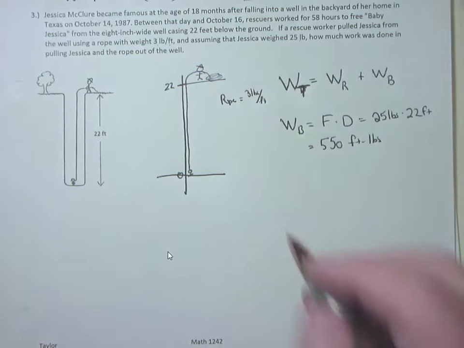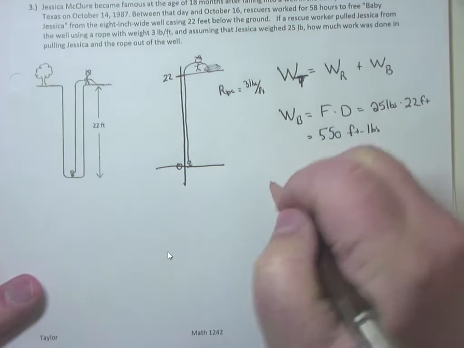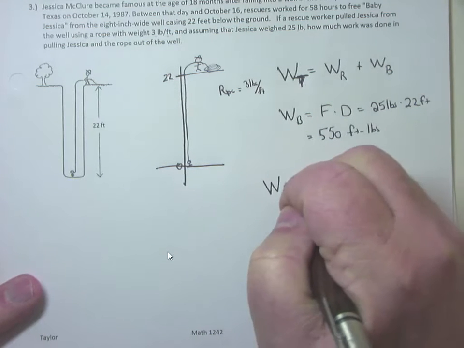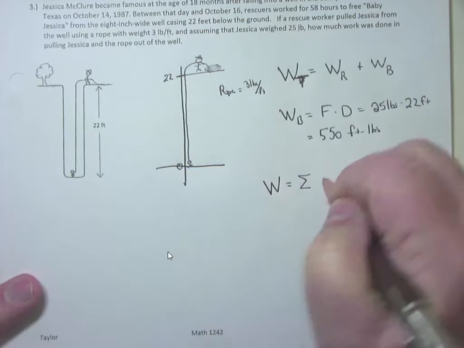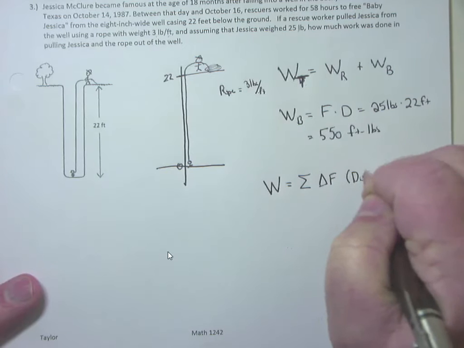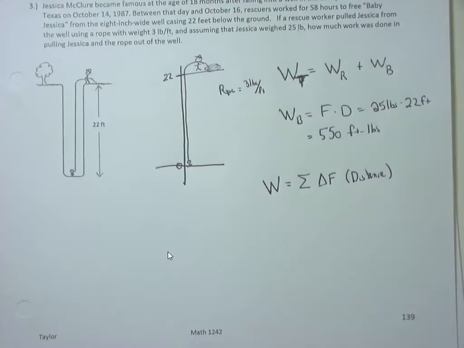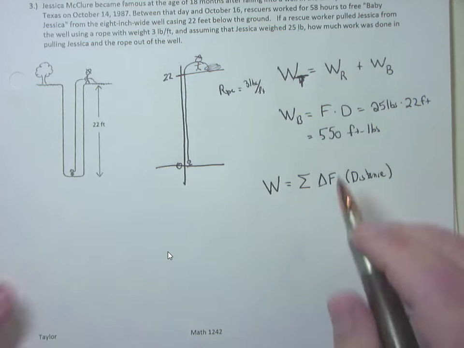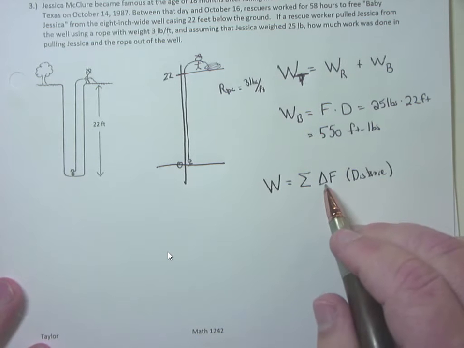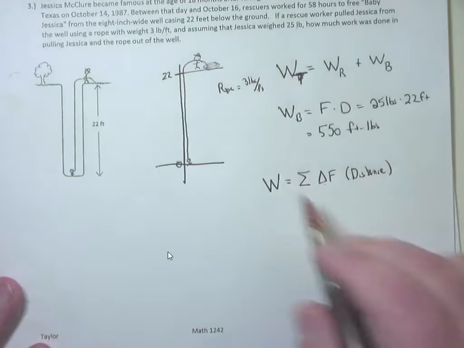So here's a formula you're going to use a lot. That formula is work is equal to the sum of the delta force times the distance. This is my work problem written from a Riemann sum perspective. Work is equal to force times distance. But if I focus on the change in the force and multiply that by the distance and sum all those things up, that'll be equal to work.